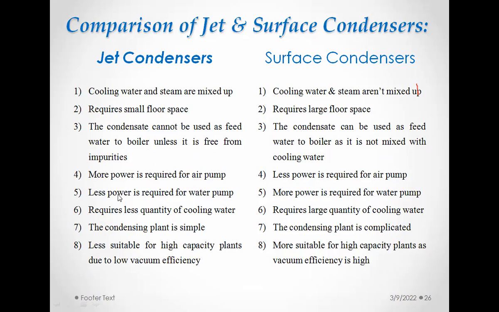In the jet condenser there is direct mixing, while in the surface condenser there are large tubes, and in order to pass the water through these tubes it requires more power.